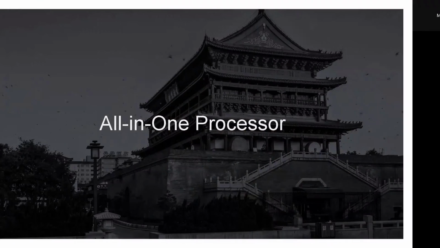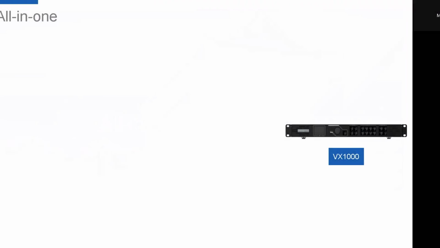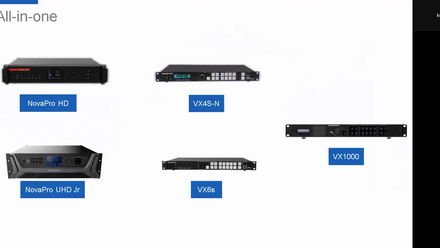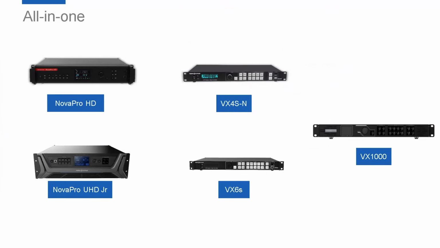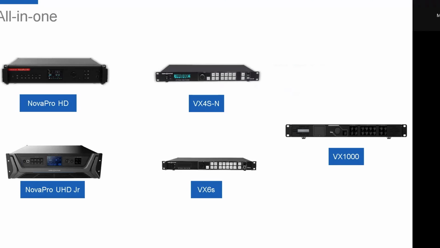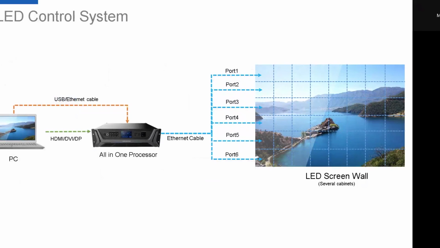And the second one is the all-in-one processor. If you use an all-in-one processor, what should we do to solve the source recognition problems? Here are some of the commonly used all-in-one processors like VX4S, VX4S-N, VX6S, UHD Junior, and VX1000. Same as the independent controller, before we do more detailed troubleshooting, let's check out this LED control system diagram.